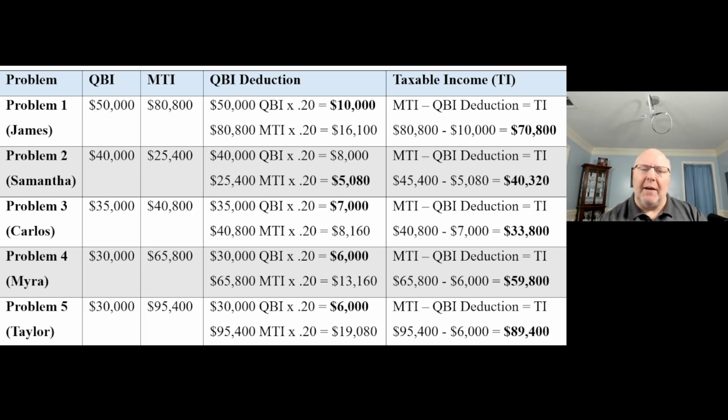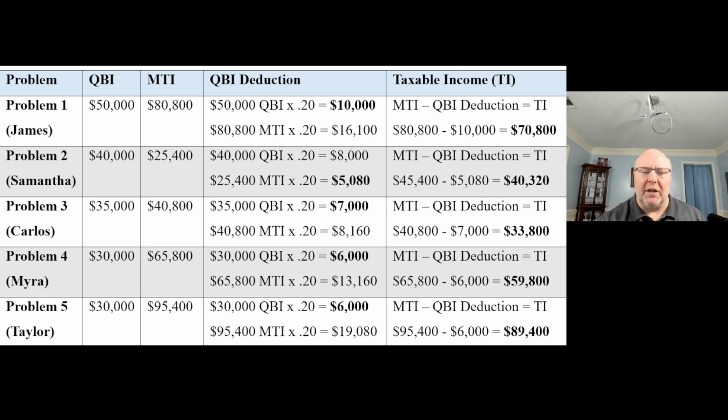On your exam, they could take it a step further and ask, what's your taxable income? What they want to know is, we hadn't dealt with our QBI deduction yet. So now we need to figure out our QBI deduction and subtract it from our modified taxable income to get to our taxable income. So let's look at the first one. 80,000 modified taxable income minus our $10,000 deduction. That's going to give us $70,800.